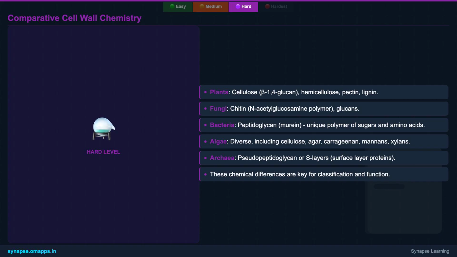Algae exhibit a highly diverse range of cell wall components, which can include cellulose, agar, carrageenan, xylans, and mannans. Even archaea have distinct cell walls, often made of pseudopeptidoglycan or S-layer proteins. These chemical differences are fundamental to their respective biological roles and ecological niches.